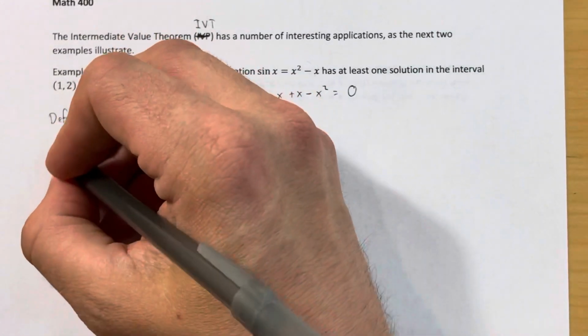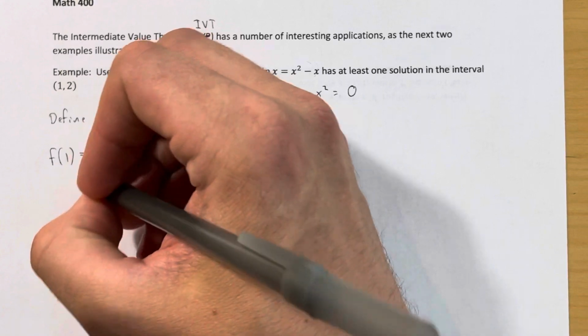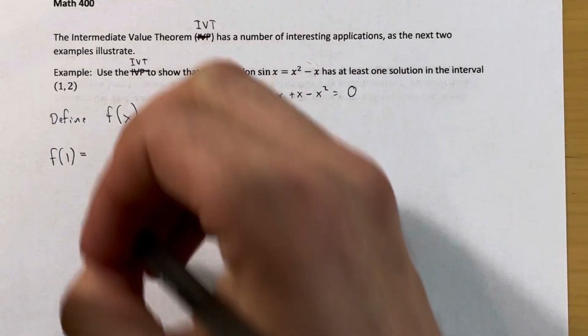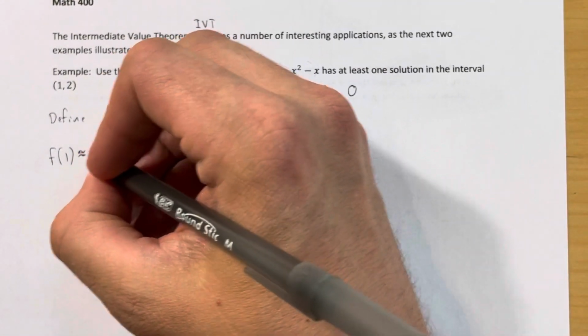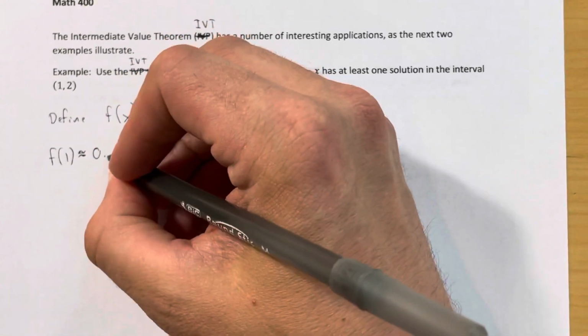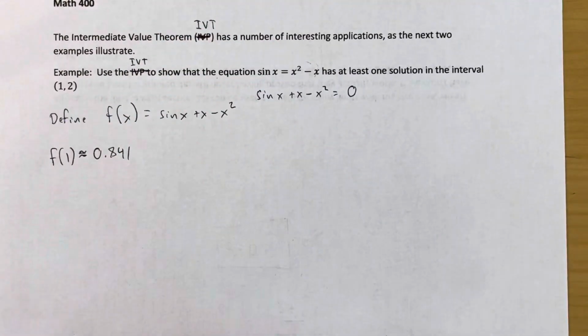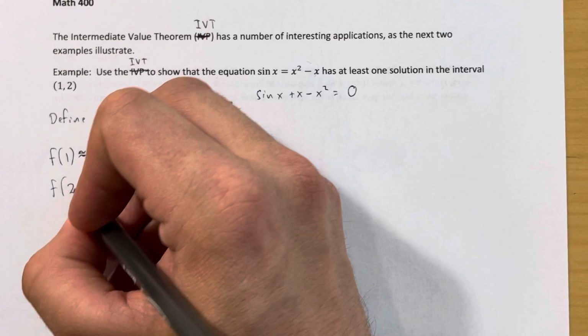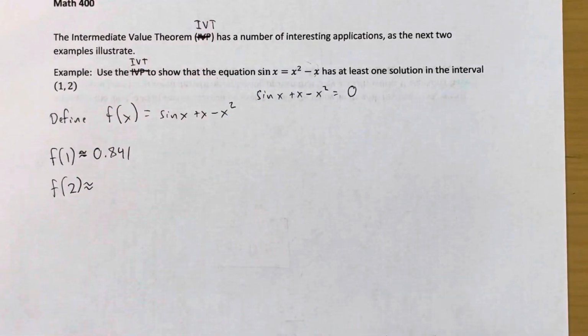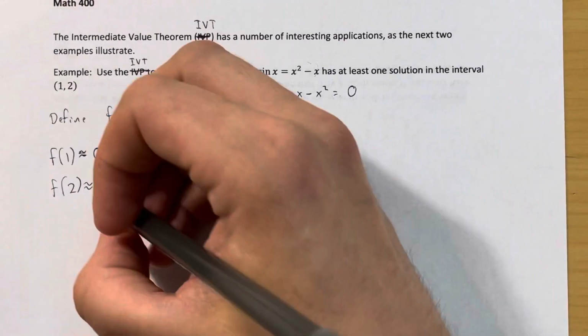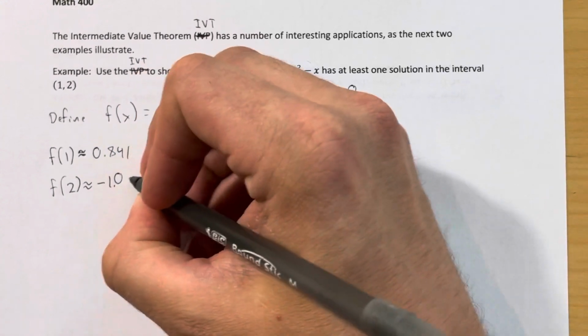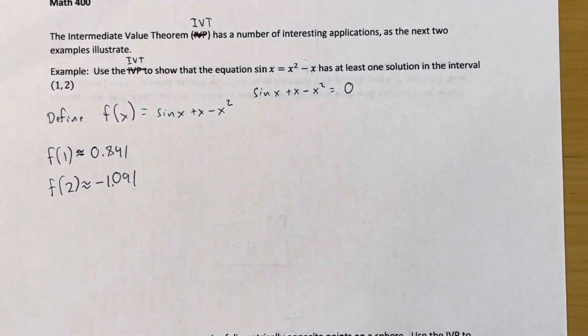Okay? What is f of 1? You need a calculator for that. But if you were to plug it into a calculator, you're going to get something that's approximately 0.841. What happens if I plug 2 into that? Again, use a calculator. You're not going to be able to do that by hand. I would get negative 1.091. The relevance of these numbers is not the numbers themselves. It's the fact that one of them is positive while the other one is negative.